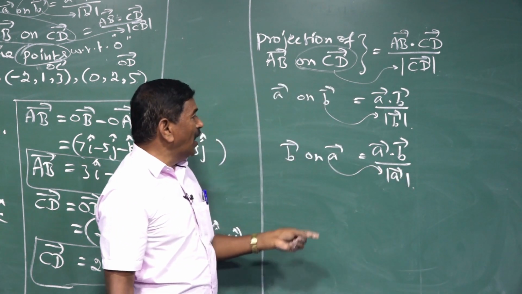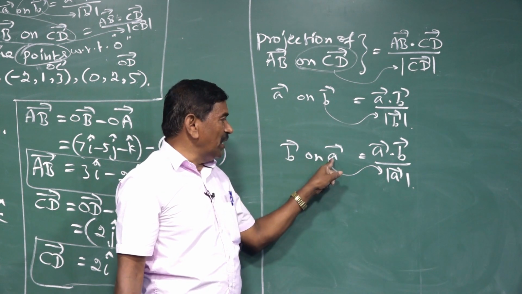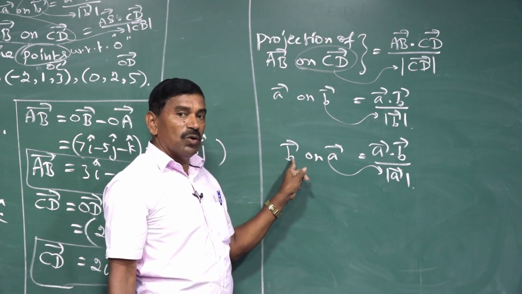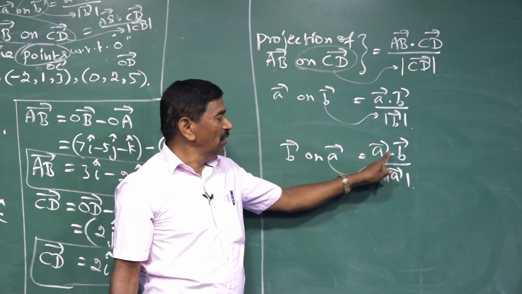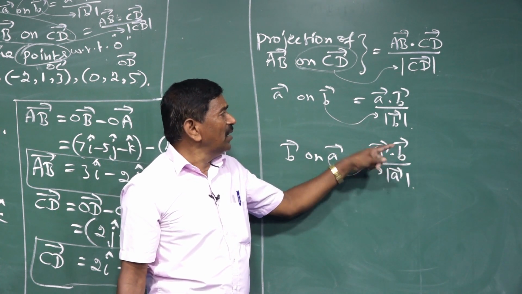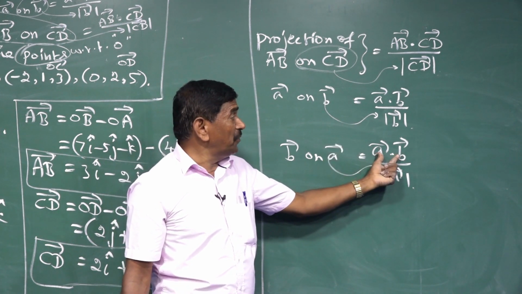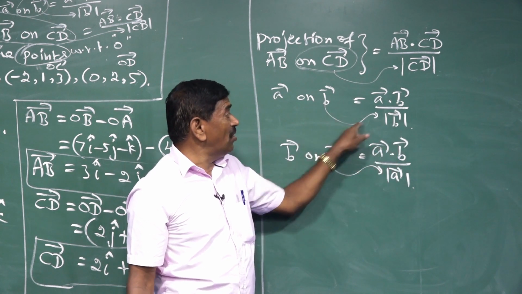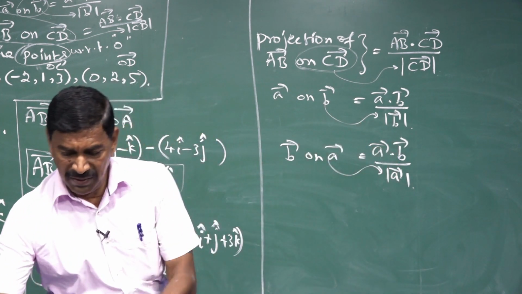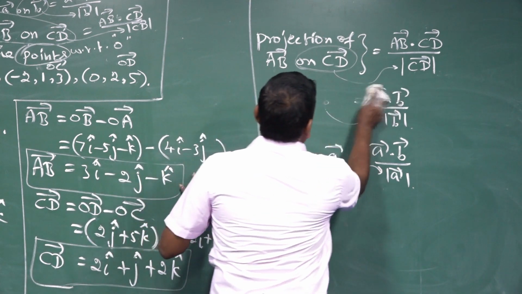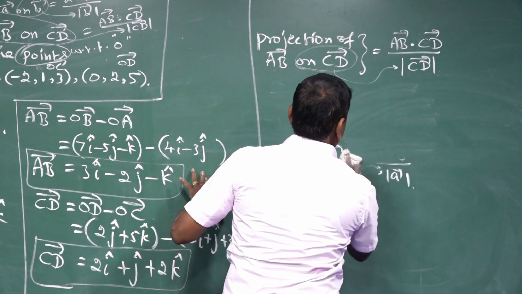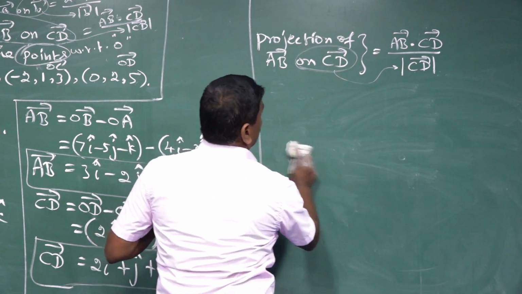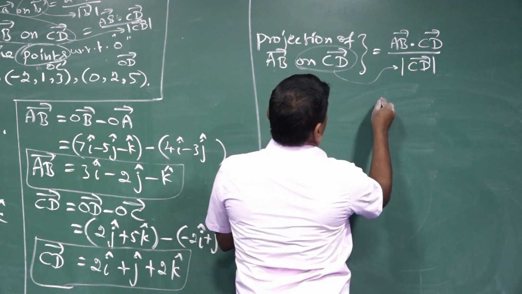Here, B vector dot A vector or A vector dot B vector, no problem, because the dot product is commutative, so A dot B equals B dot A. Always, the dot product of the given two vectors is divided by the vector after the "on" keyword, which comes in the denominator. Okay, so now come to our question.